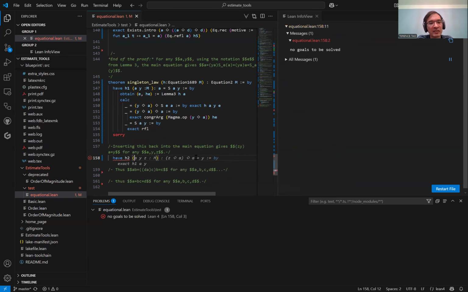For any A, Y, and Z, Z times Y should equal Y. Well, Z times Y times A should equal Y. All right, it's just exact substitution.